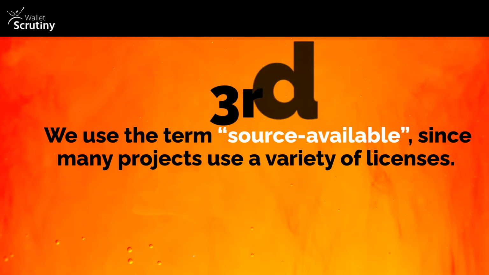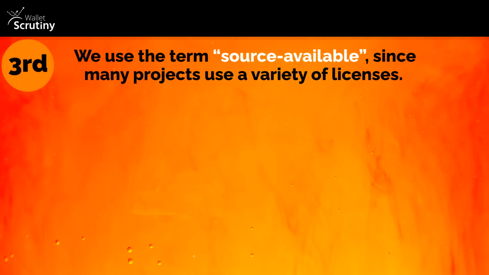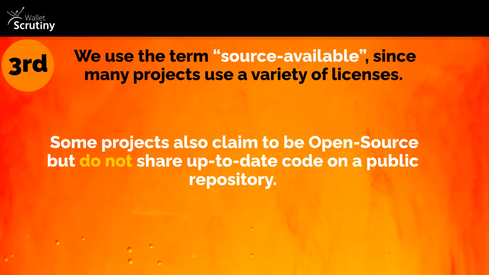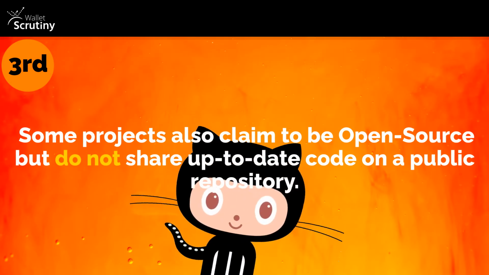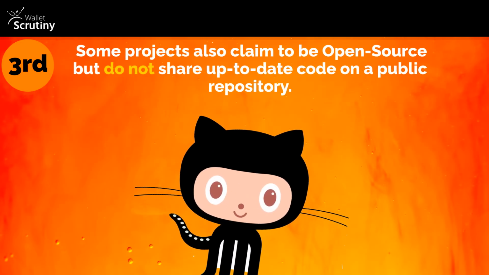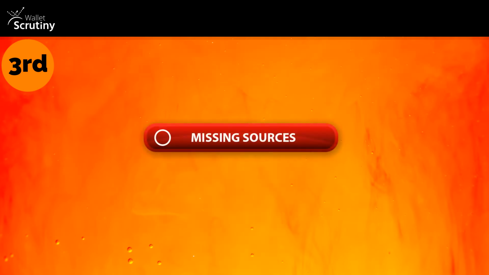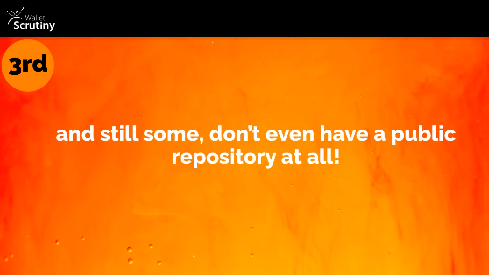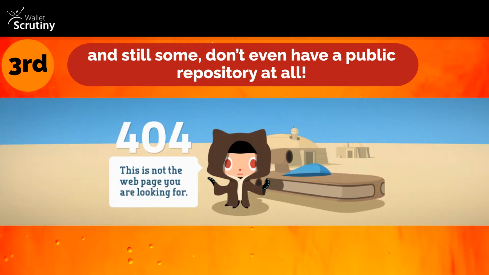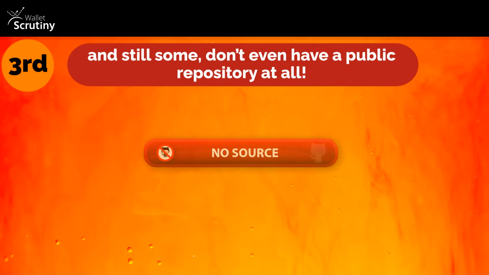Third, we use the term source available, since many projects use a variety of licenses. Some projects also claim to be open source, but do not share up-to-date code on a public repository. We tag these as missing sources. The worst offenders are those that don't even have a public repository at all. These are tagged no source.